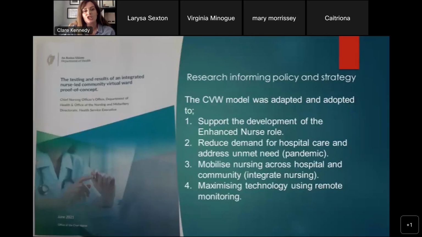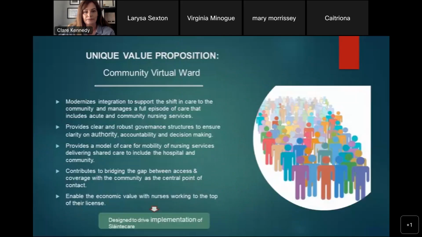And so it was actually tested looking at patients with complex respiratory conditions and how we could mobilise nursing across acute, hospital and community, integrate nursing and maximise on technology using remote monitoring. And the report is accessible on the Department of Health website, and this particular report I led on.